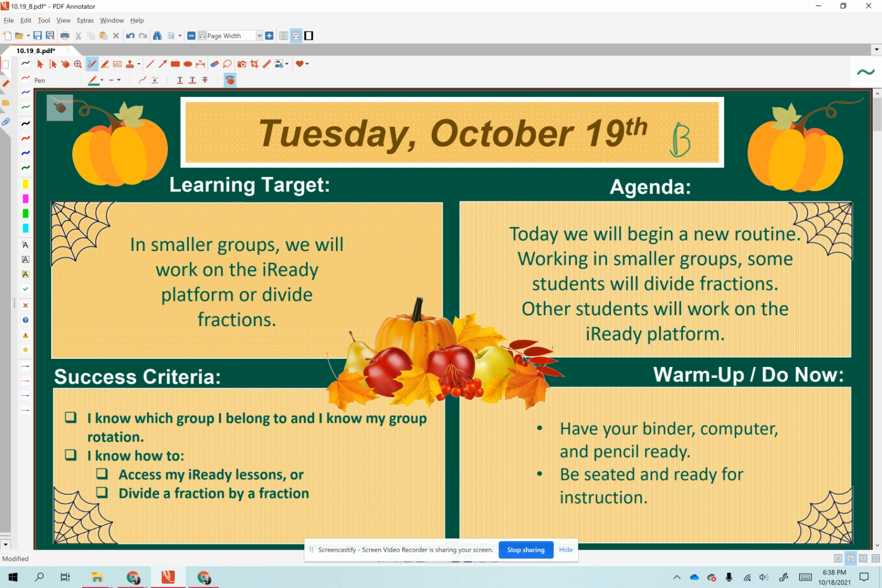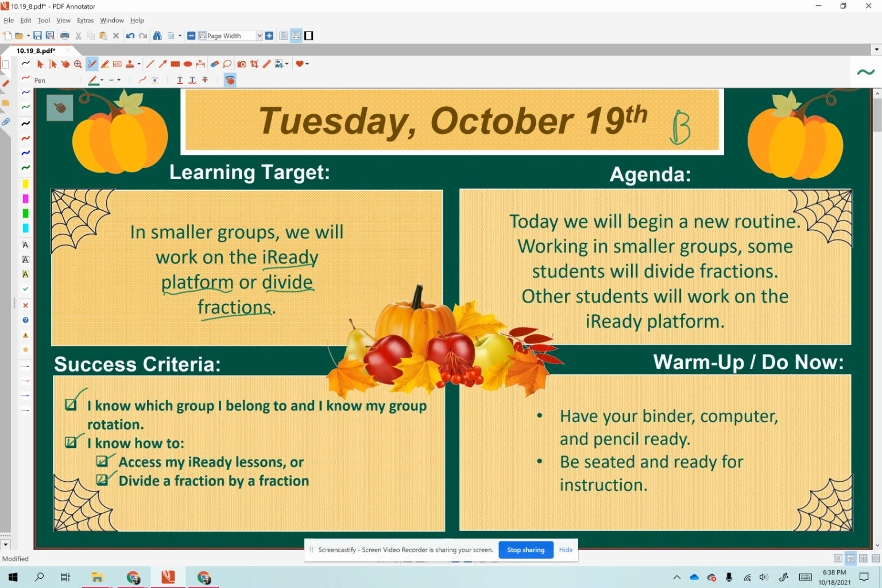We're going to start something new today. We're going to work in smaller groups. We're going to work on either the iReady platform or you will work dividing fractions. So we'll start that whole new routine today. I want you to make sure that you know which group you belong to and you know your group rotation. That is, you know what group you will go to on what day. And let's make sure you know how to access the MyReady lessons and to divide a fraction by a fraction. So let's get started.